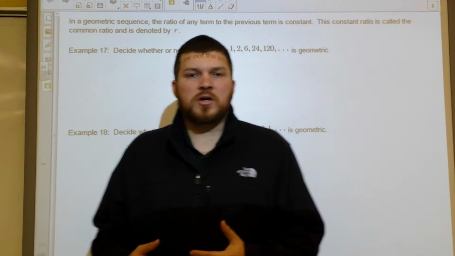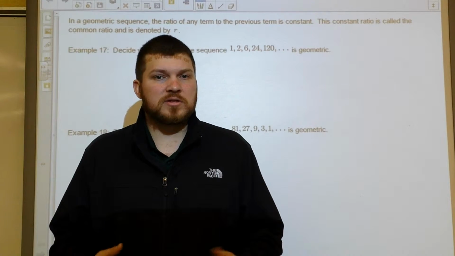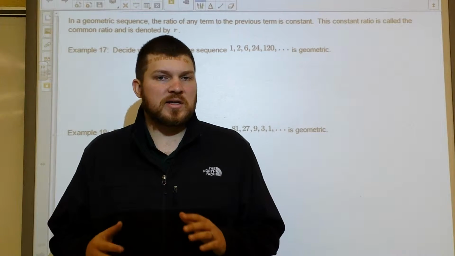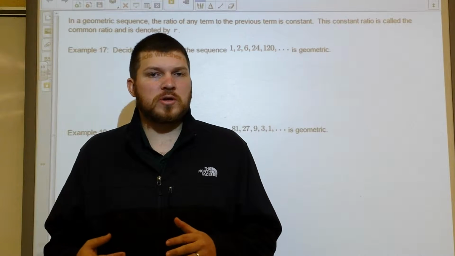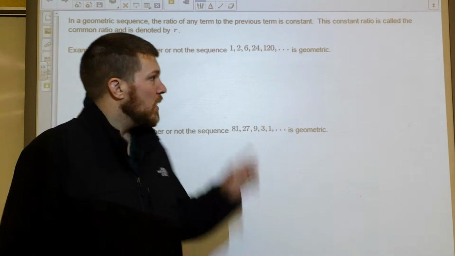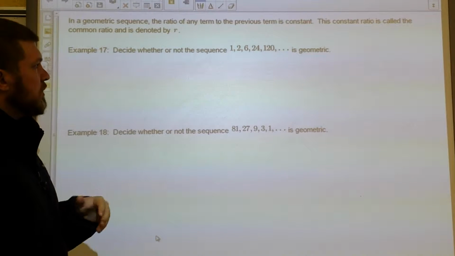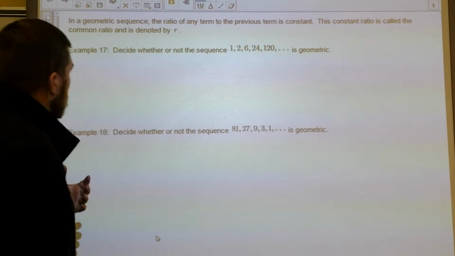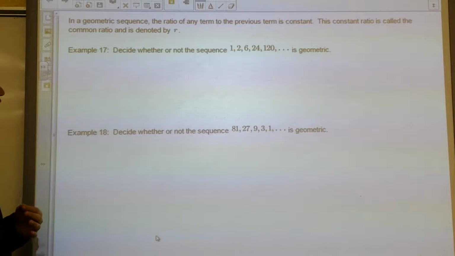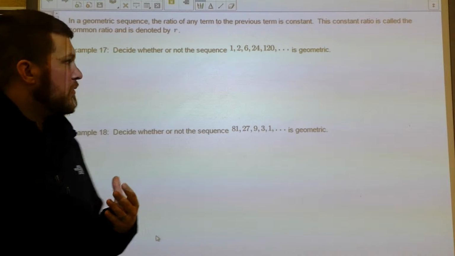So in this video we're talking about geometric sequence. Now before we talked about arithmetic sequence. So a geometric sequence has a different formula or a different rule than an arithmetic sequence, so be sure that you do not get the two mixed up. In a geometric sequence, the ratio of any term compared to the previous term is always constant. The constant ratio is called the common ratio, and we call that common ratio R. So if you see an R, we're talking about common ratio.